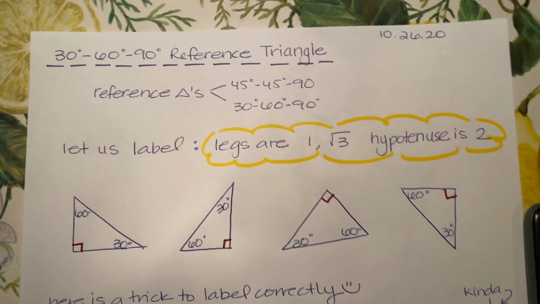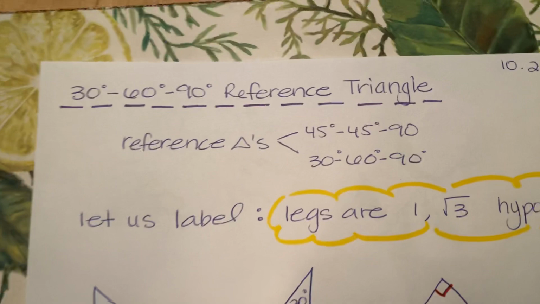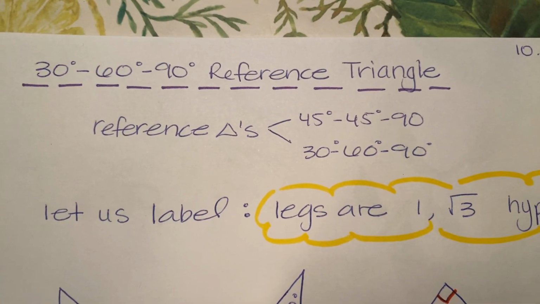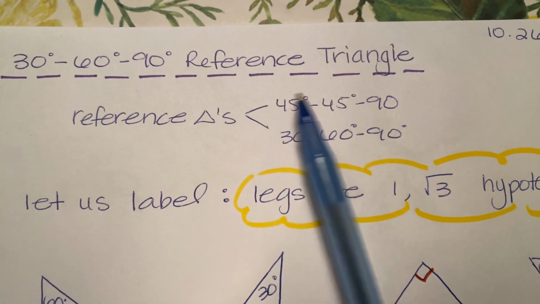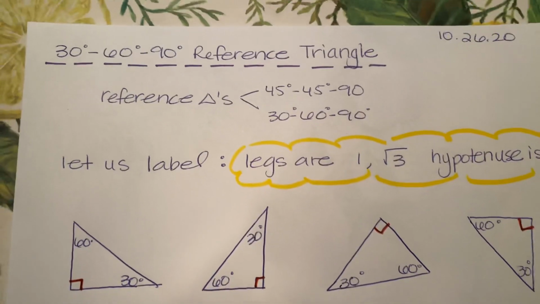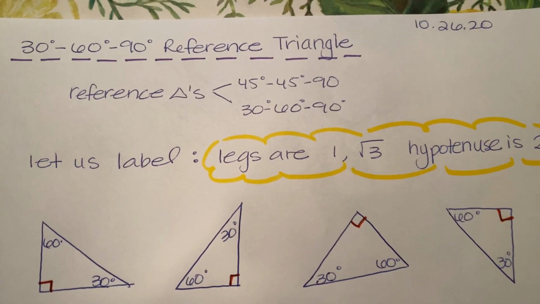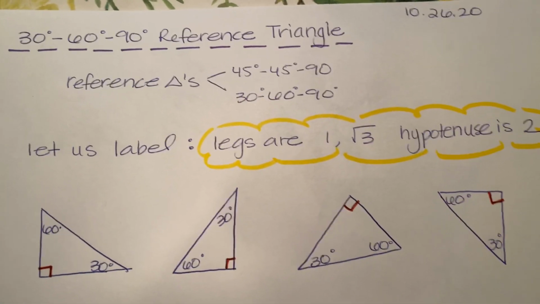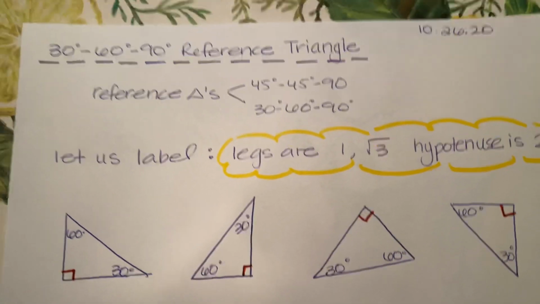Hi everyone. This is the 30, 60, 90 reference triangle. So we covered 45, 45, 90. This is now 30, 60, 90. There are only two types of reference triangles, and obviously they're always right triangles, so they have that 90 degree.